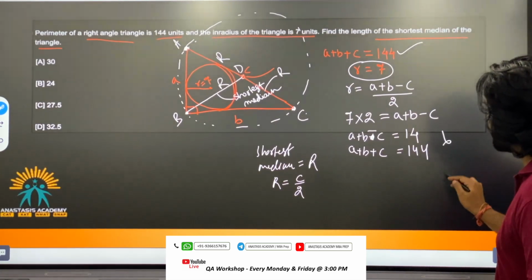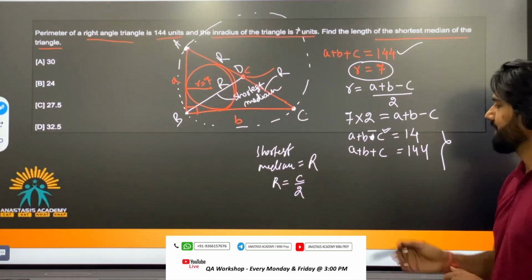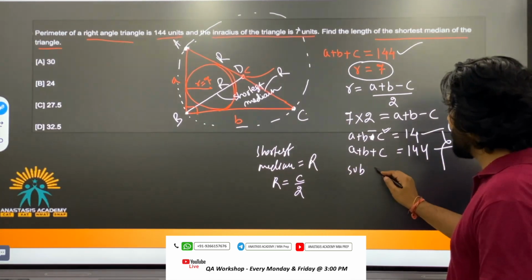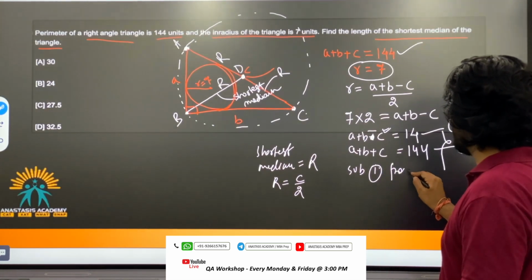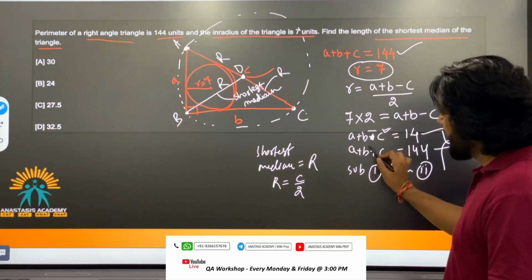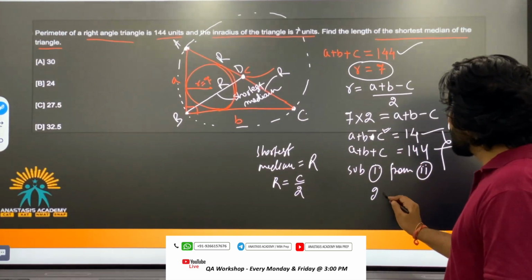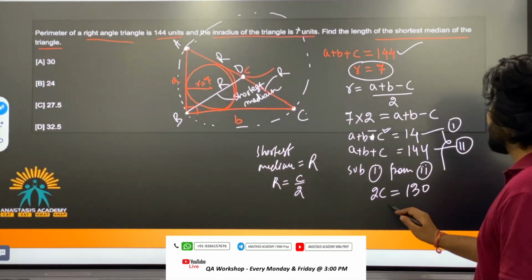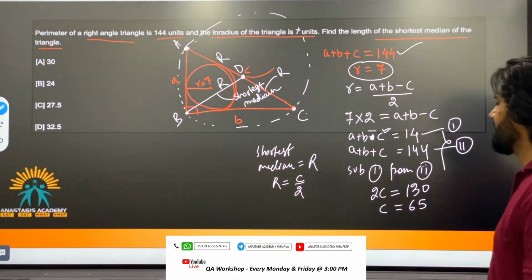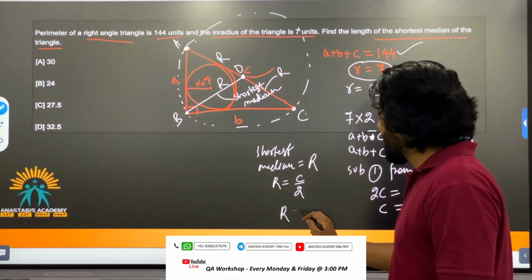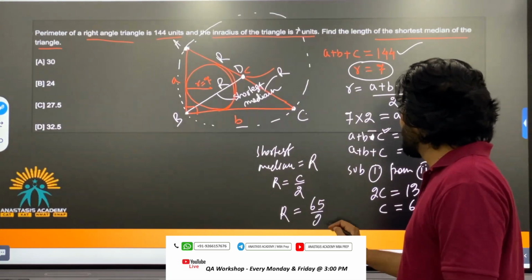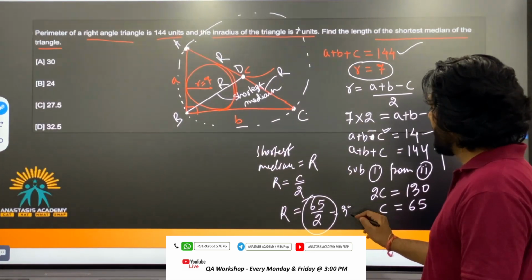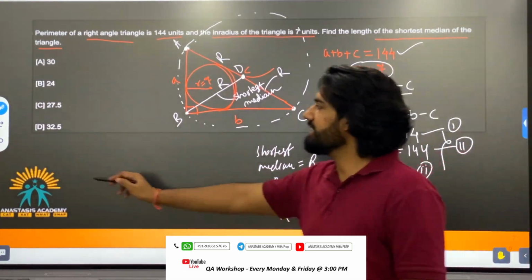So from these 2 equations, I need to find the value of this C only. This is equation first. This is equation second. So subtract 1 from second. We get A plus B cancelled. I get 2C as 144 minus 14, which is 130. So I get the value of C as 65. So this length R would be 65 by 2. The length of the shortest median would be 65 by 2, which is equal to 32.5. So the correct answer to this question is option D.